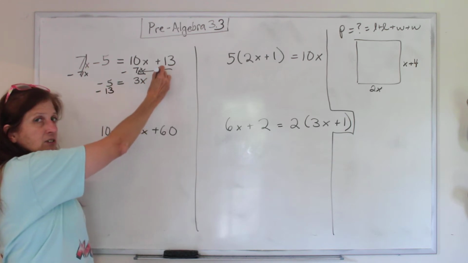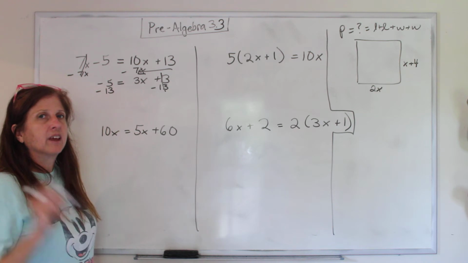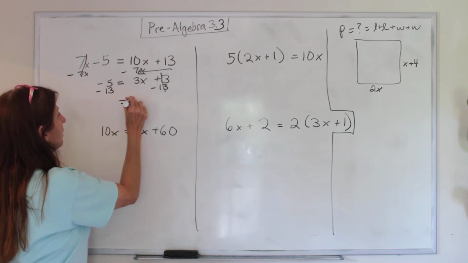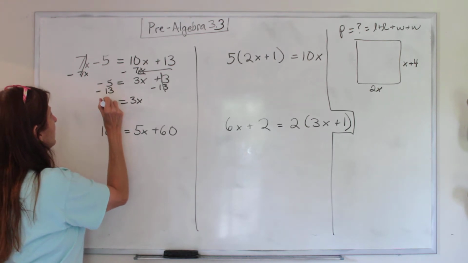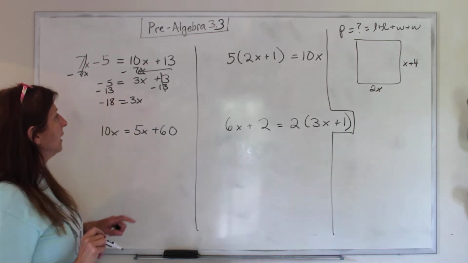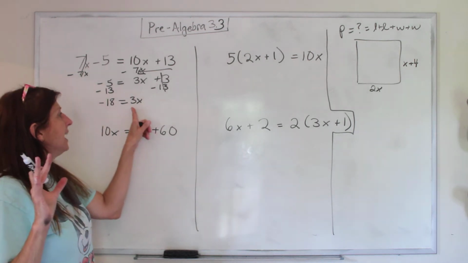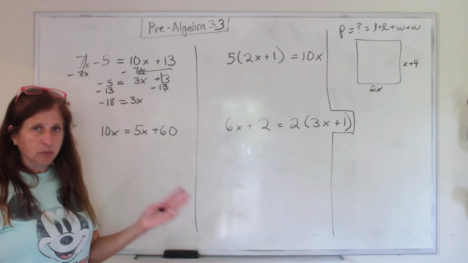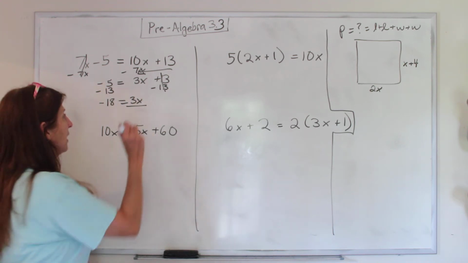What happens to those? They cancel out. What happens to everything else that I didn't mess with? You bring it down. So what is negative 5 minus 13? Negative 18. Now we can ask ourselves once again, why is x not alone? It's being multiplied by 3. What's the opposite? Divide by 3.